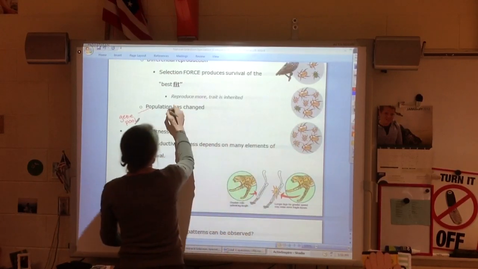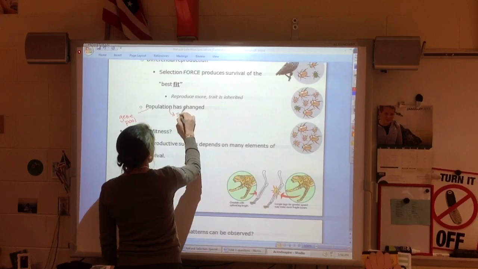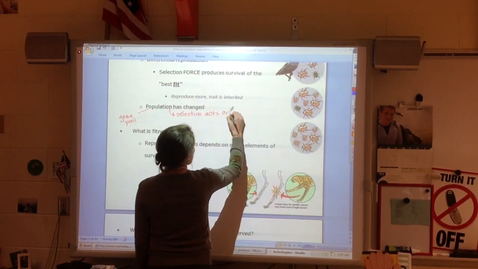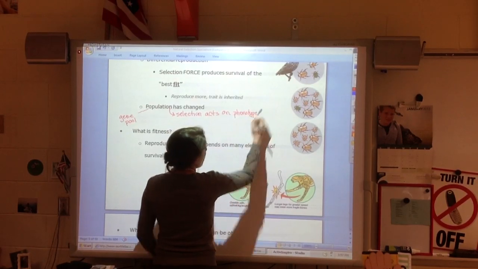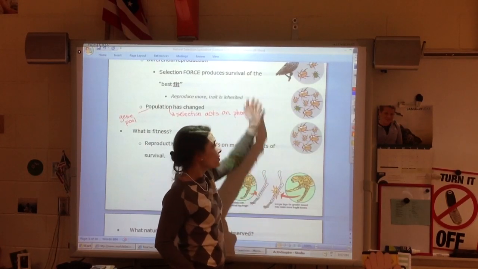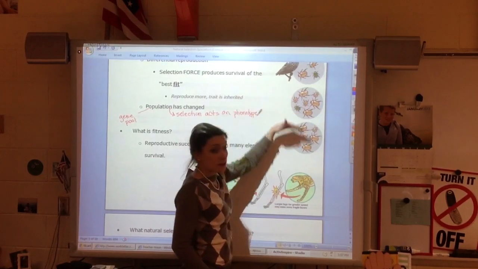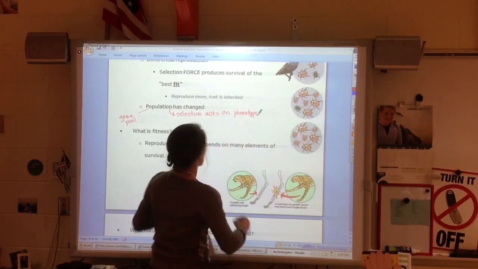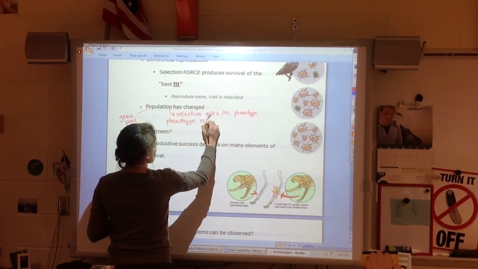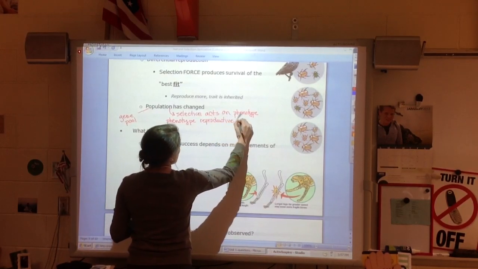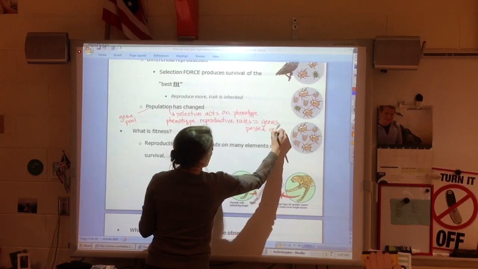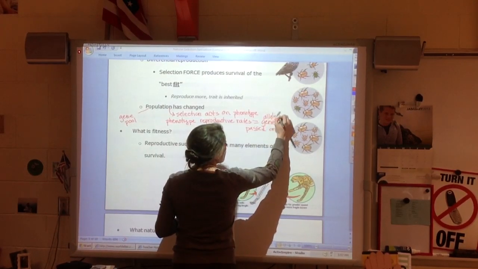Even though we see phenotypic selection, so the selection force acts on the phenotype, the bird is not looking at these beetles going, I like this allele. I'm not going to eat this allele. Or I don't like this allele. I am going to eat this allele. The bird has nothing to do with the DNA. The bird is acting on the physical appearance. So selection acts on the phenotype, but the phenotype that reproduces, so phenotype reproductive rates equals what genes are passed on. And really it's not what genes, it's which alleles of which genes.